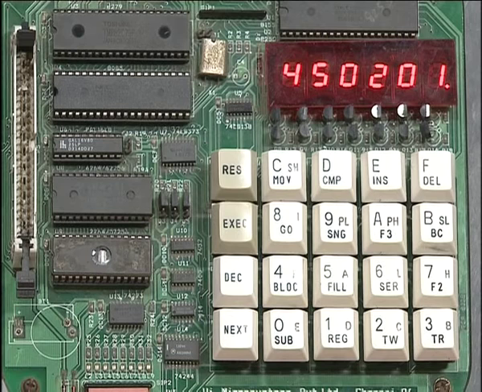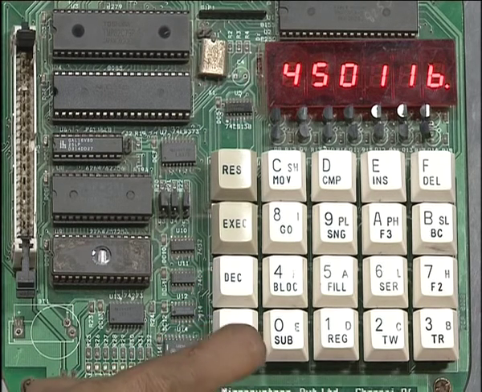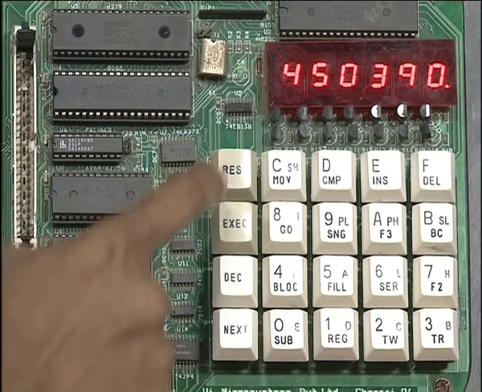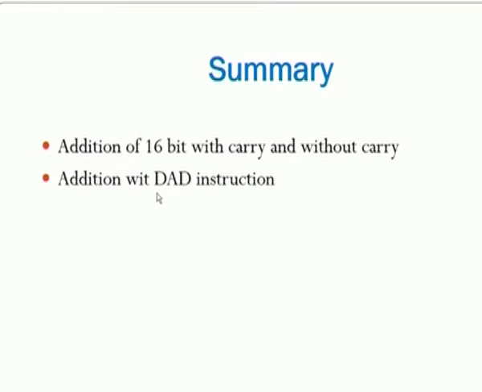7829 added with A343, the result is 11B6C. But here we are reading from the lower byte: lower byte 6C, higher byte 1B, then carry is 01. Okay. So this is the way we execute the 16-bit addition program with the carry, or the same thing using the DAD instruction, and if any overflow occurs, how to initialize one more register to hold the carry. In this episode we have discussed how to add two 16-bit numbers with carry and without carry.